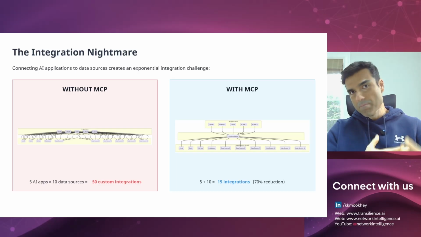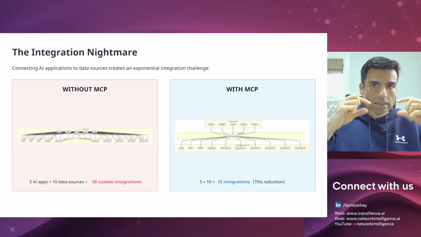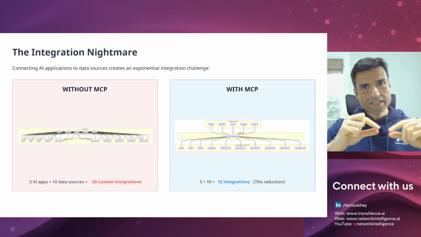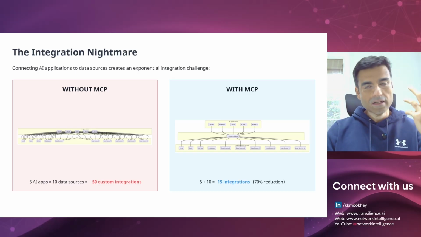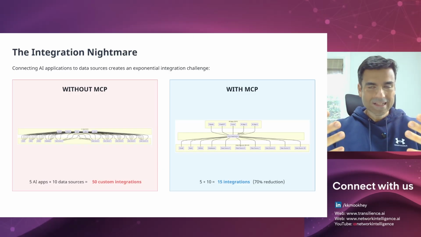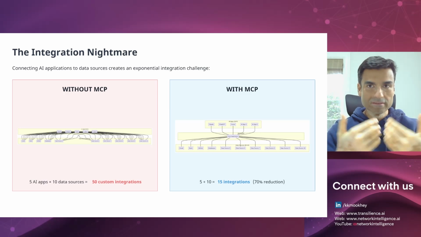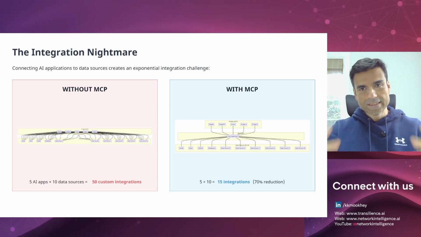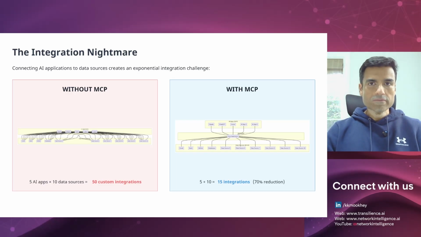MCP makes it an M plus N situation, so you don't have to build connector code for each client application trying to connect to each of the servers. So think Cloud Desktop and Cursor and Windsurf trying to connect to Slack. You don't have to build 3 into 3, 9 connectors, you build 3 plus 3, 6. And as your connectivity grows, this problem gets solved much better effectively with MCP.